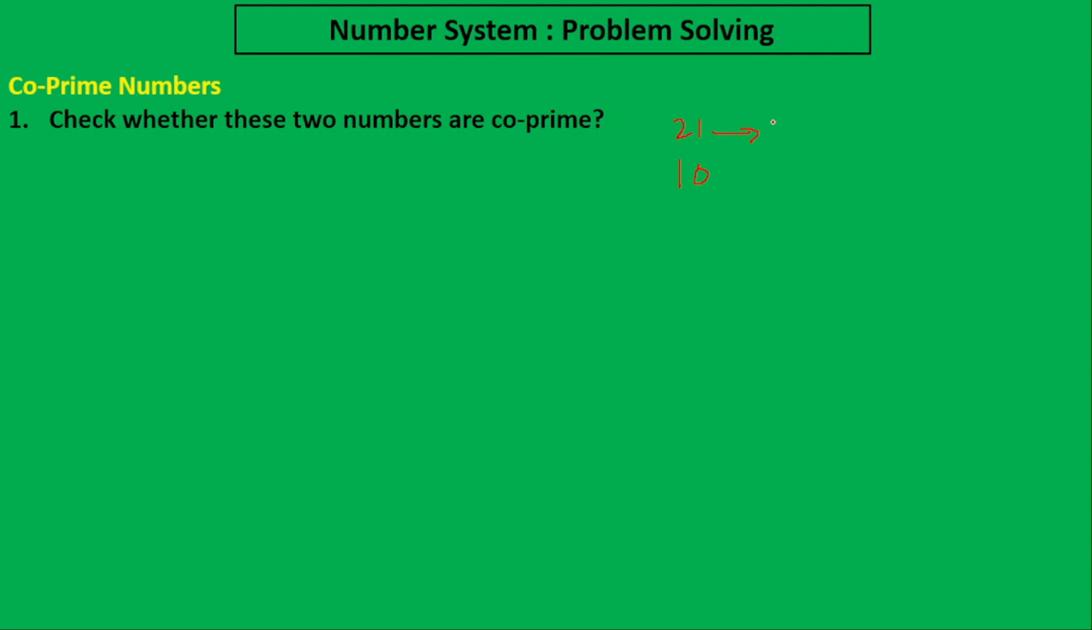Twenty-one and 10. 1, 3, 7, 21. 1, 2, 5 and 10. So common is only 1, nothing else. Hence 21 and 10 are coprime numbers. So while checking for coprime, we should check factors. What are the factors?